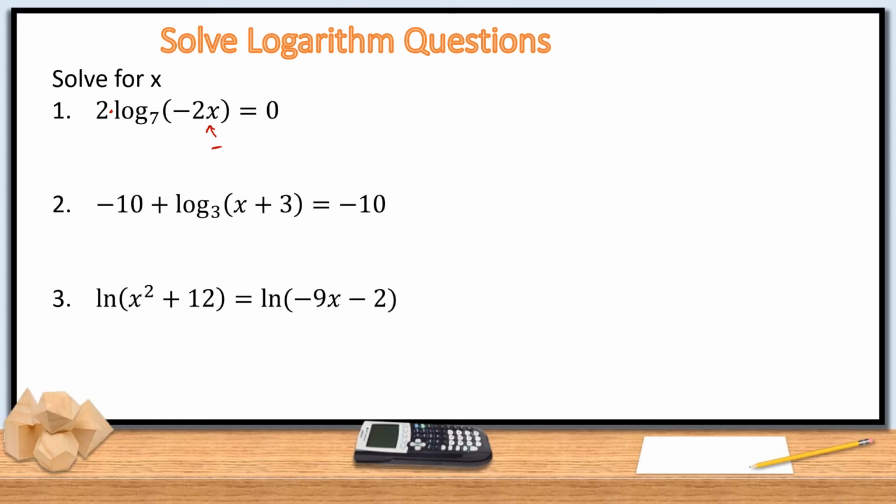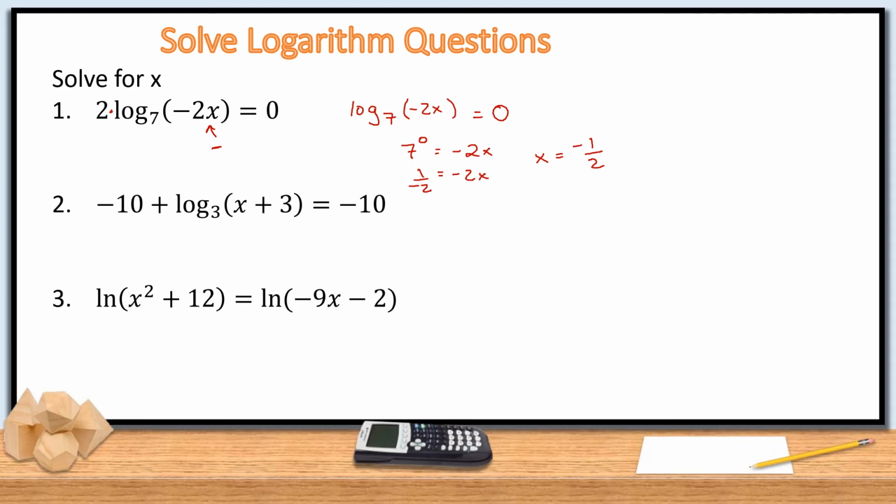Second one, it's equal to 0. So if I try to simplify this down, I divide by 2 on both sides. 0 divided by 2 is still 0, so I'll end up with log base 7 of minus 2x equals 0. So the question is, 7 to the power of 0 is equal to minus 2x. I'm converting to exponential, by the way. 7 to the power of 0 is just 1. So 1 is equal to minus 2x. Put that minus 2 across. So that means x must be negative 1/2.